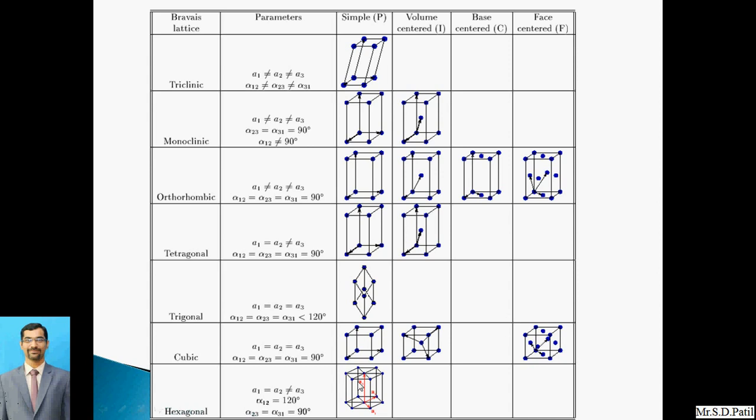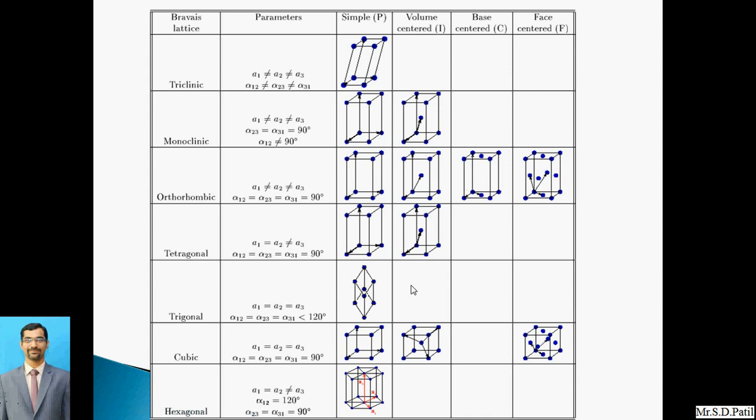So in the Bravais lattice pattern, I explained that 14 structures are there. What are those 14 structures? 1, 2, 3, 4, 5, 6, 7, 8, 9, 10, 11, 12, 13 and 14. So these are the 14 structures which are called the Bravais lattice. These are the only patterns.